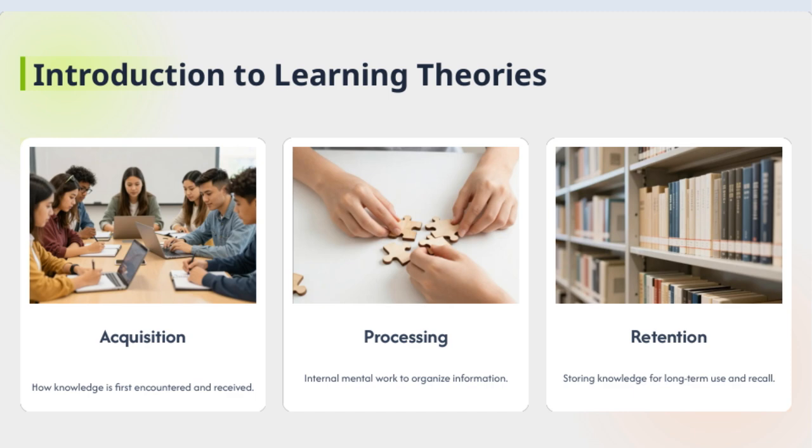Then there's processing. This is how knowledge is first encountered and received. It's the initial stage where we come into contact with new information, whether through reading, listening, or observing. This is a vital step because the way we process information initially influences how well we retain it later. And finally, we have acquisition, the actual introduction of new knowledge into our mental framework. Understanding these stages, processing, acquisition, and retention, helps us grasp how learning works overall. These concepts are central to learning theories because they explain the journey of information from first encounter to long-term memory.